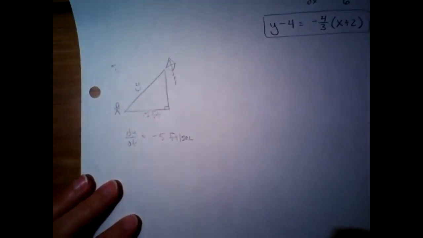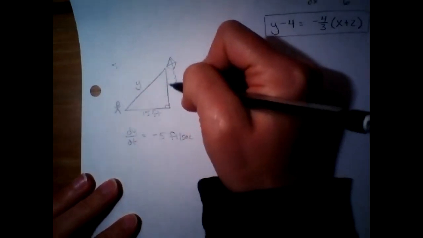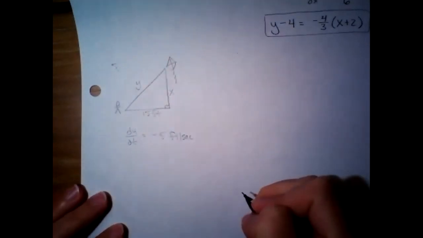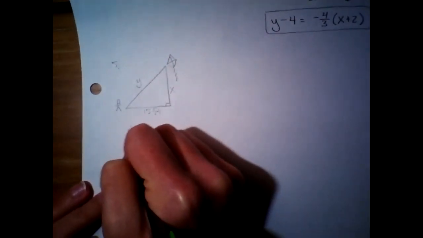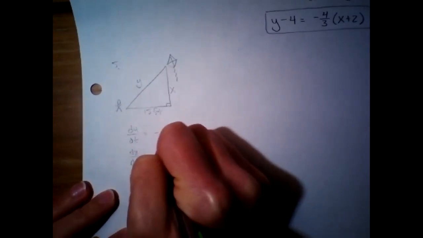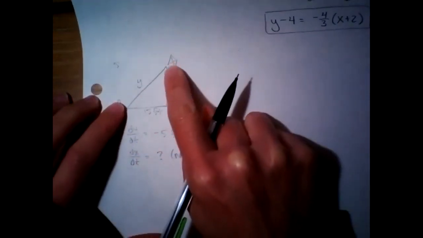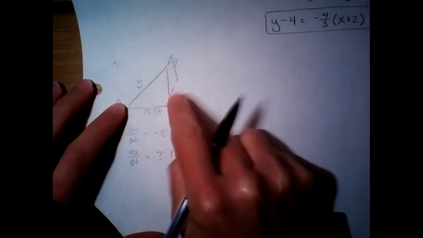And our question mark value: at what rate is the height of the kite changing? So that is, what rate is this distance changing? So I'm going to call that x. And so dx/dt is my question mark. And that should be negative because he's reeling the kite in. So it's going to be getting closer to the ground.